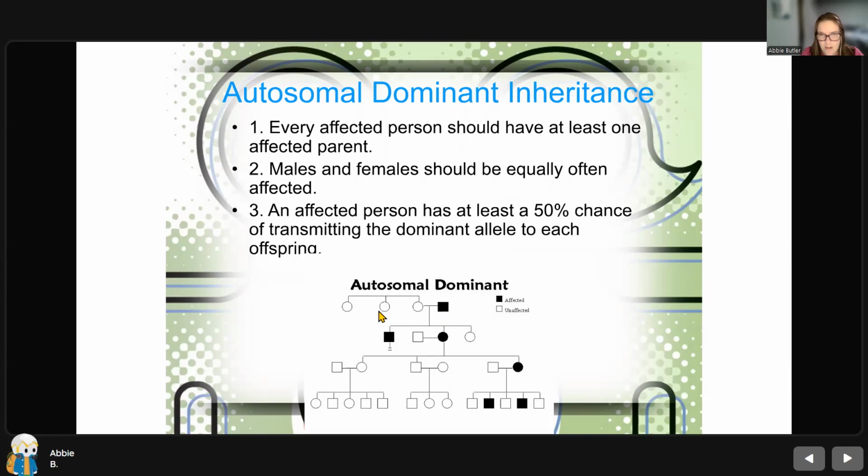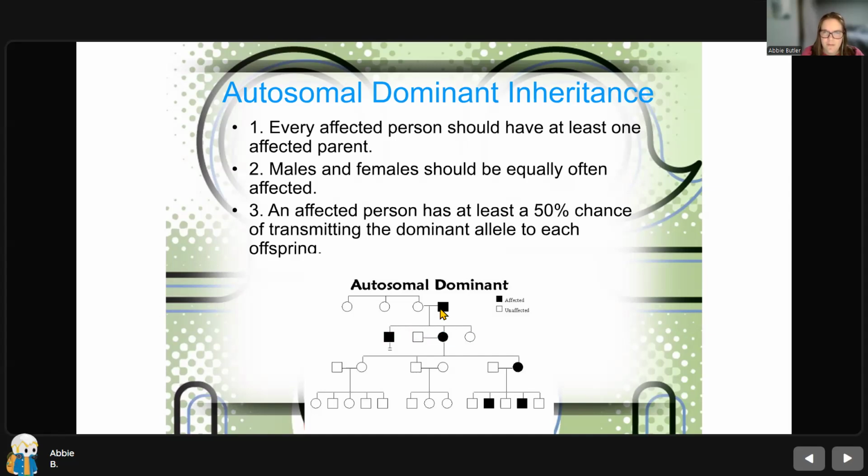For example, in our first generation, the top branch here. If there are Roman numerals off to the side, those are the generations. The lines that connect the shapes mean they're married, and the branches that come down from the married line are their offspring.